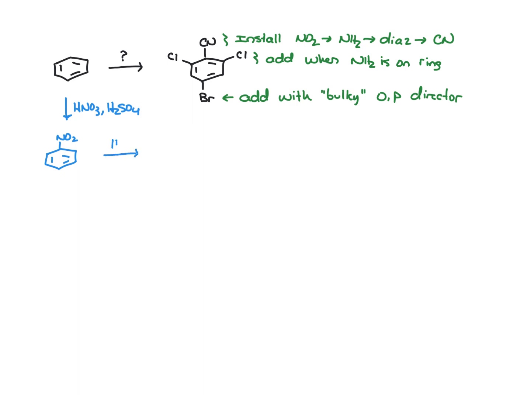I'm just going to use hydrogen and palladium. Alright, so now we have the amine on the ring. This is when we want to get our chlorines and bromine installed, because this is an ortho-para director. But we can't just start putting these things in, because if you try to add a halogen to NH2, you're going to trihalogenate. So what I want to do next is temporarily turn this into a bulky group.